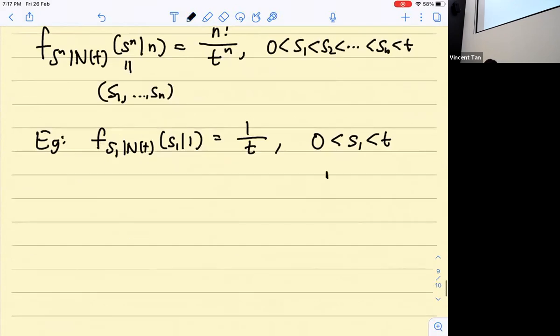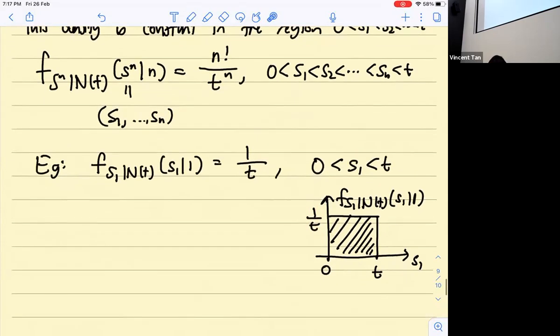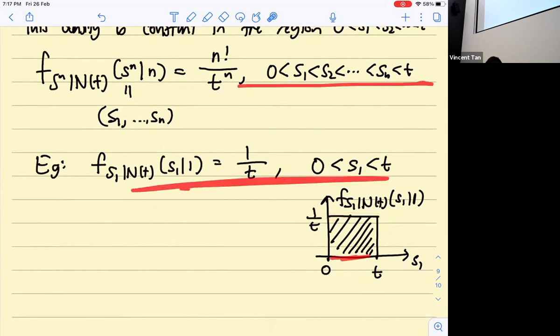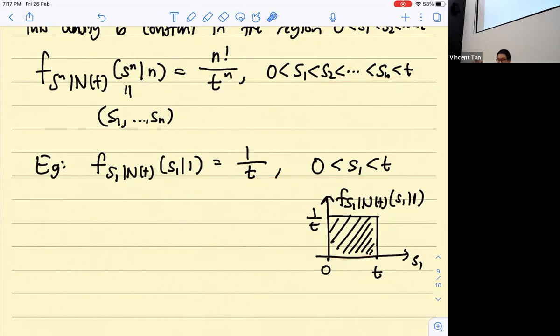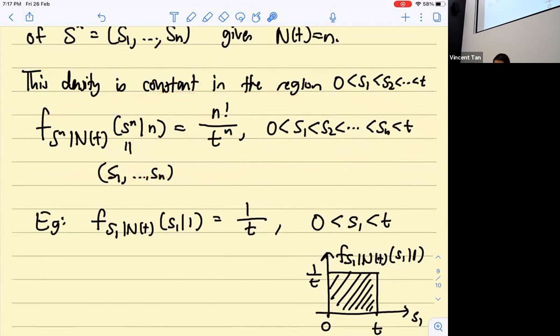By the way, this is a uniform distribution up to t. This is 1 over t. This is f of s1 conditioned on N(t) equal to 1. This is the s1 axis, so this is the PDF, and the height here is definitely 1 over t. So basically now we are constant when s1 is smaller than t. So this second result here is a specialization of the first result. You agree, right? Simple. So now we are going to prove this theorem carefully.